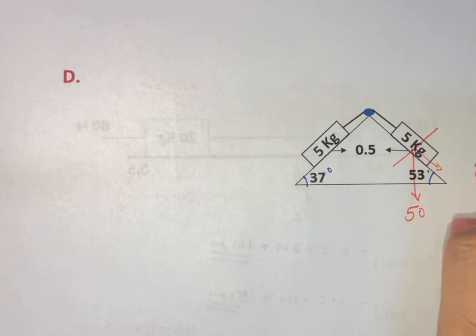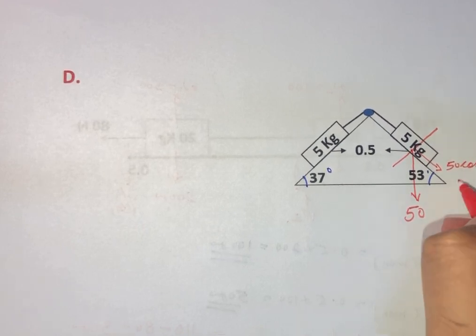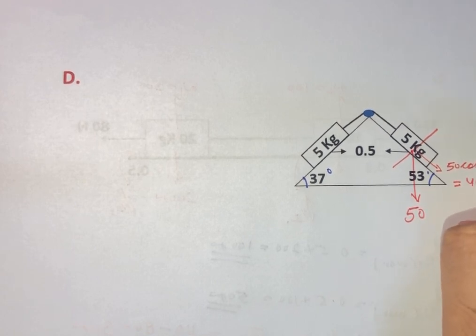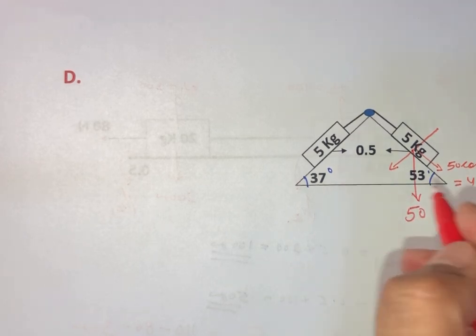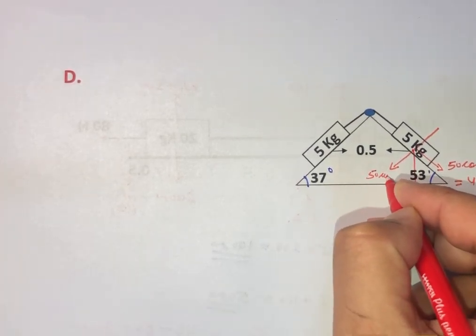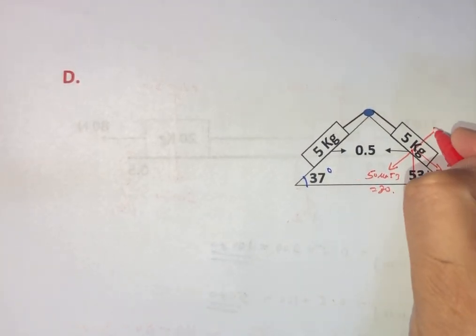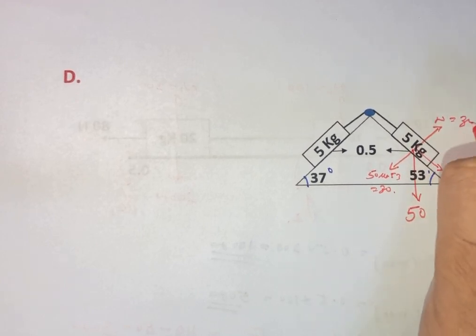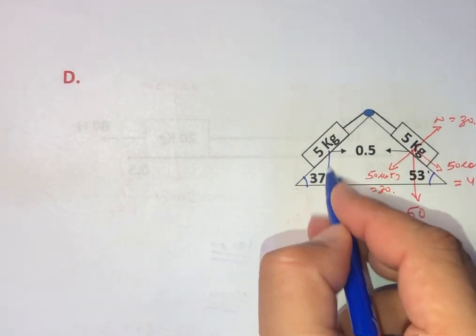This will be our 50 cos of 53, which will be coming as 40 Newton, and this will be our 50 sine of 53, and which will be coming as 30, and this is a normal, so its value will be equal to 30. Similarly, we can write this one also.